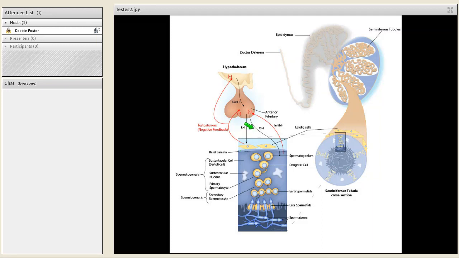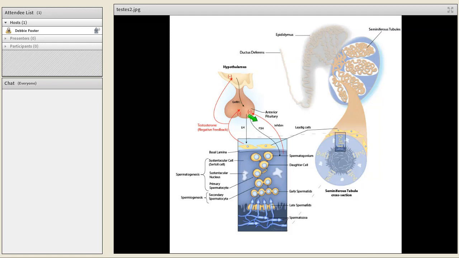In addition, in the testes, you have Leydig cells. Here's an example of one right here on the outside of the seminiferous tubule. Leydig cells respond to LH and release testosterone. You do need to understand the hormone interactions and what's happening in this area.